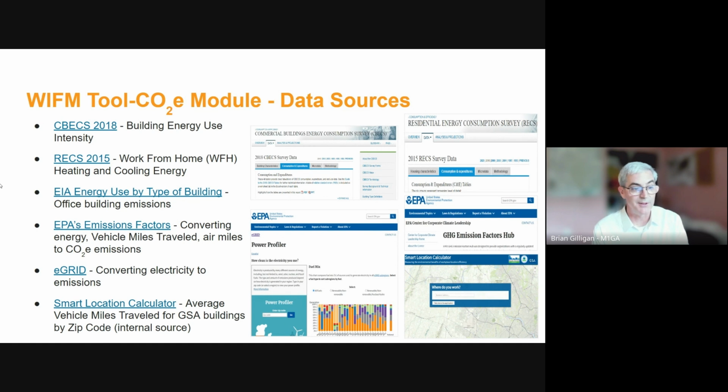The information that EPA has. The thing that's actually, I think, really interesting about this approach is our smart location calculator, the way we're drawing information about potential changes in commuting emissions.